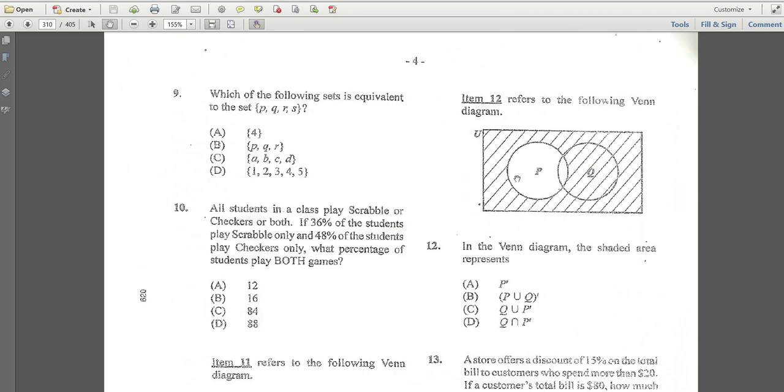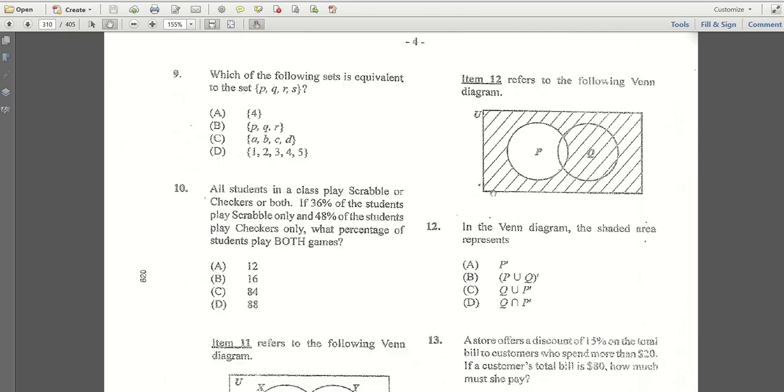Right, this one here, we just now did a question like this. The shaded area represents P complement, meaning everything outside of P was shaded. And that would be the end of sets from January 2024 straight down to June 2019 in sets.